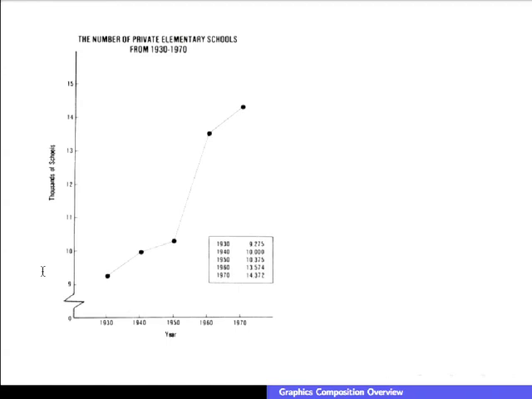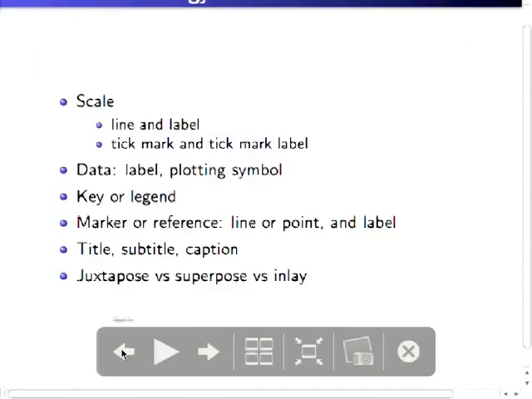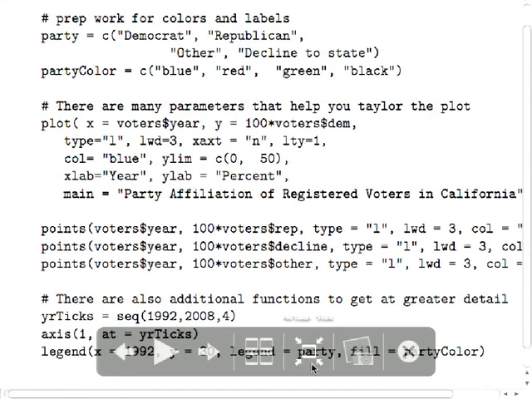Oops. So, let's go back. Let's see where we got to.